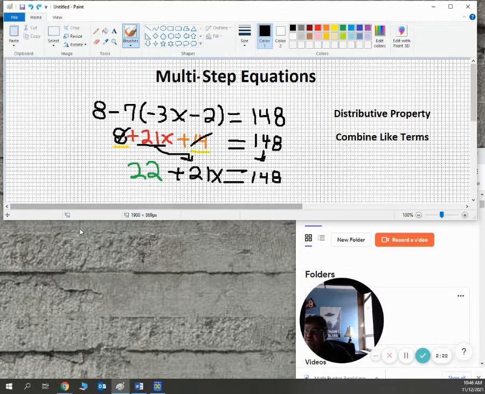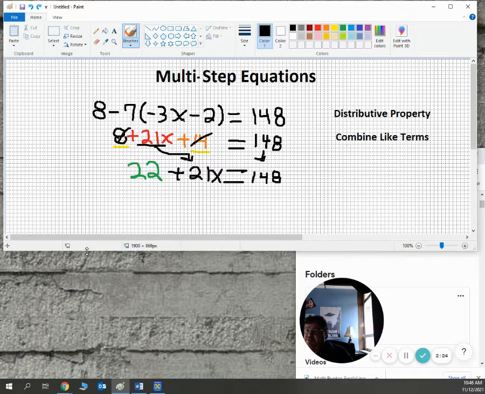The next thing I'll do, this is now a simple multi-step equation. I want to isolate the x. To solve for x, I want x to be by itself, and it's not by itself because it has the coefficient 21. When I say coefficient, that is simply the number in front of the variable. When I say variable, that's the letter, the x. And I also have a 22. Now I'm going to work furthest from the variable as possible. I'm going to start moving things over until x is by itself.